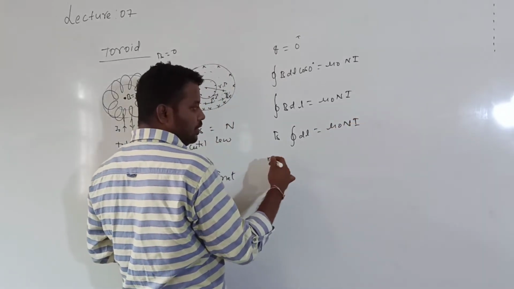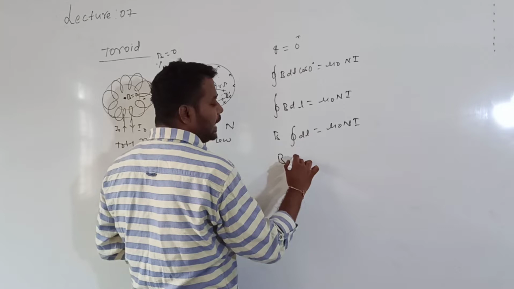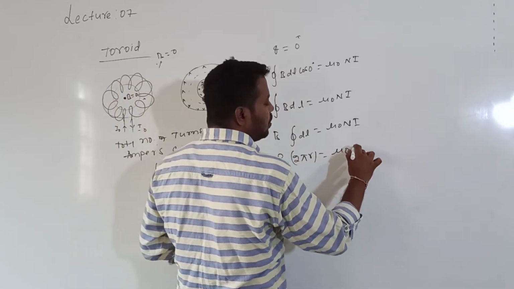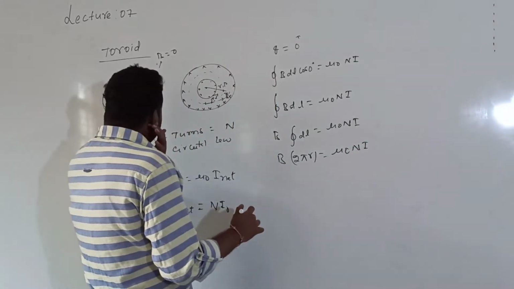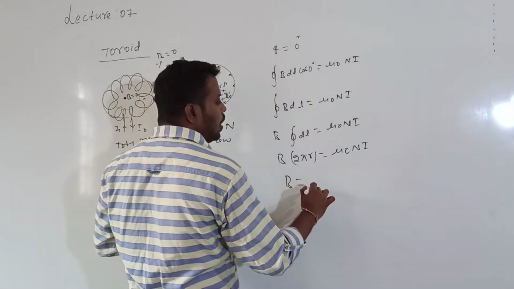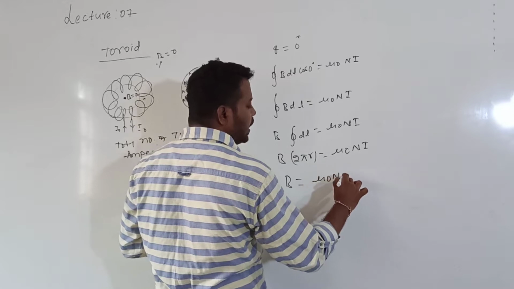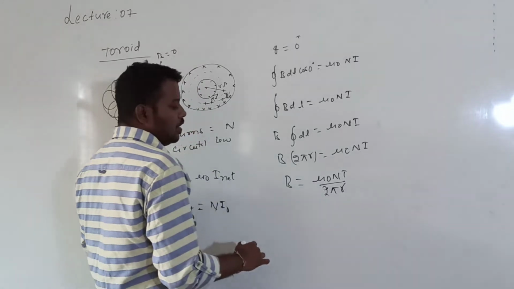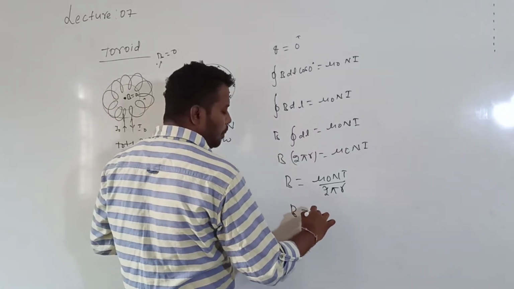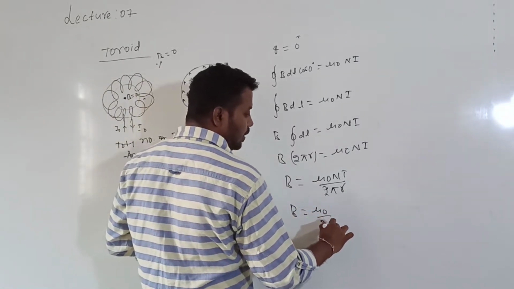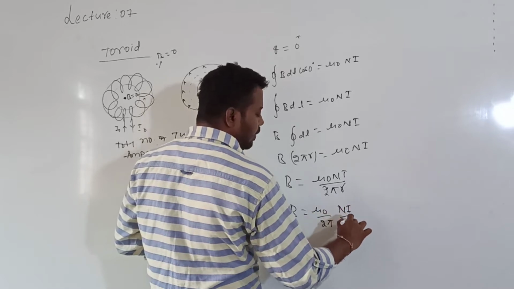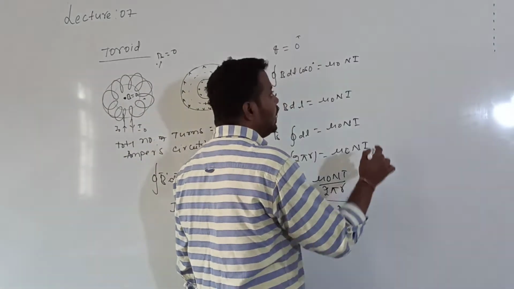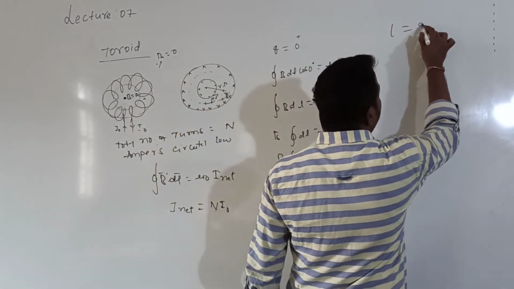From this, B into the line integral of dl, whose value is 2 pi R, equals mu naught N I. So B is equal to mu naught N I divided by 2 pi R. So B equals mu naught divided by 2 pi, into N I divided by R. Okay? So we know that the length of the coil L is equal to 2 pi R.